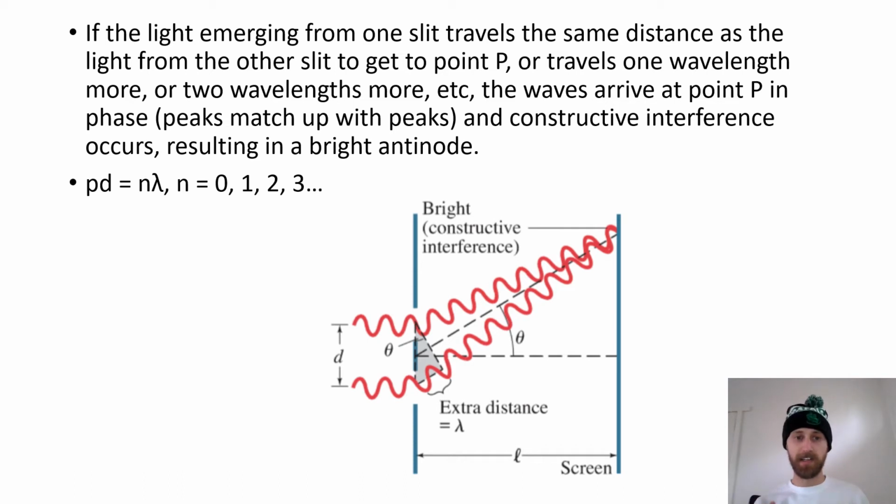So if it travels the exact same distance to the middle of the screen, which would be like along that middle horizontal dotted line, then we get a path difference of 0. Two waves travel the same distance. They have a path difference of 0, and so you get a bright antinode forming. If one travels one wavelength more than the other, you get a path difference of one wavelength. You get a bright spot occurring there. If it's two wavelengths, then you get a bright spot. If it's three wavelengths difference, then you get a bright spot. This is going to be how we see where the antinodes form.